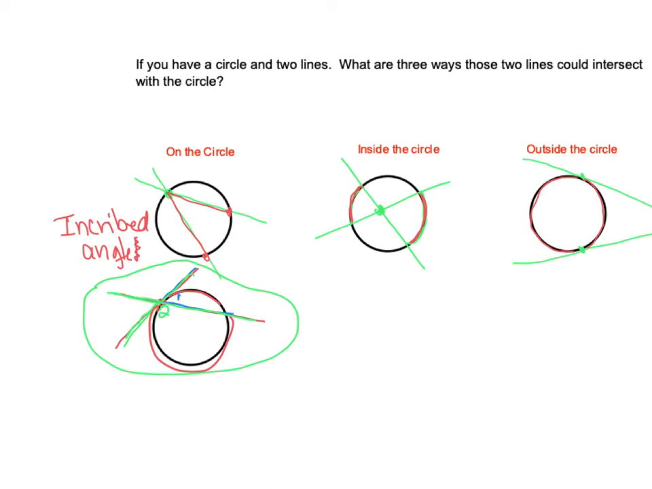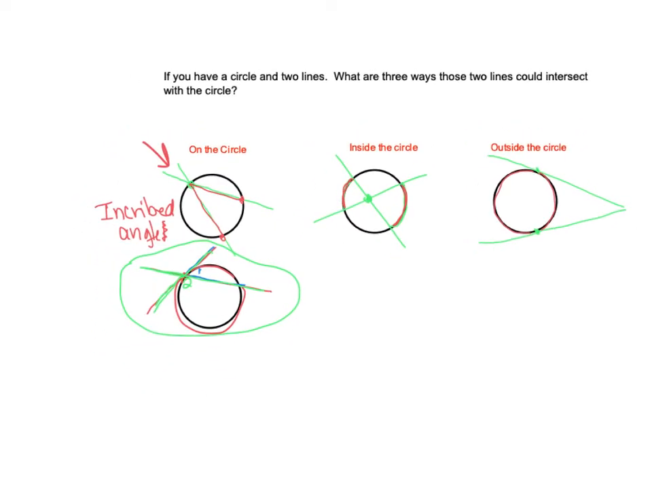We're going to go one by one. So the first thing we're going to look at is when they meet on the circle, and since we've already talked about what an inscribed angle is, we're going to look at what it means if you have a tangent line and a secant that go through. So we're going to look at this scenario first. This one's going to be the second example that we look at, and then those are going to be the third examples.